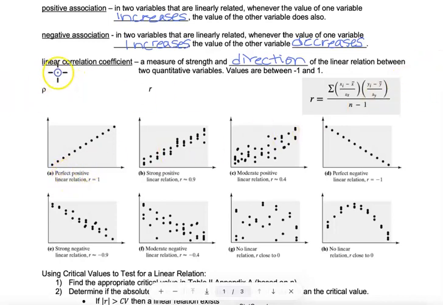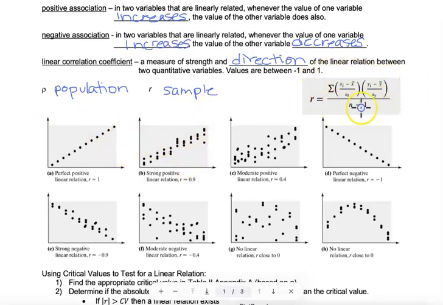Our symbol for linear correlation coefficient is this Greek letter, which kind of looks like a lowercase p. It's not; I think that's a lowercase rho. This is the symbol for the correlation coefficient in a population. We almost never use this one because almost always we are looking at a sample, and r is the variable that we use for that. It's a lowercase r, not an uppercase R.